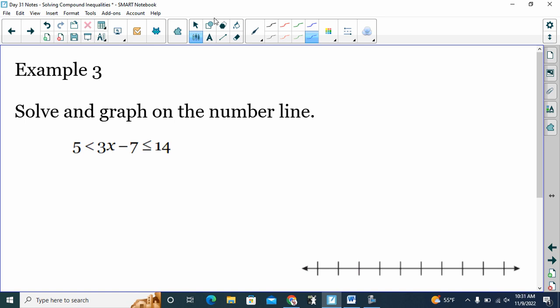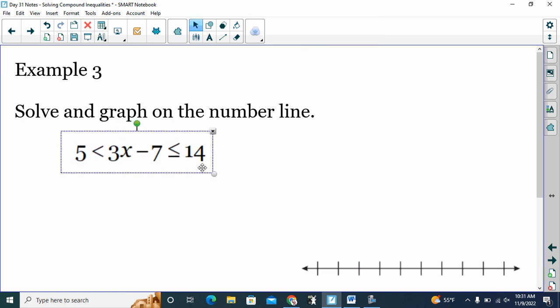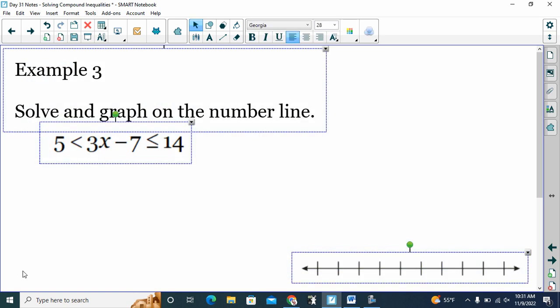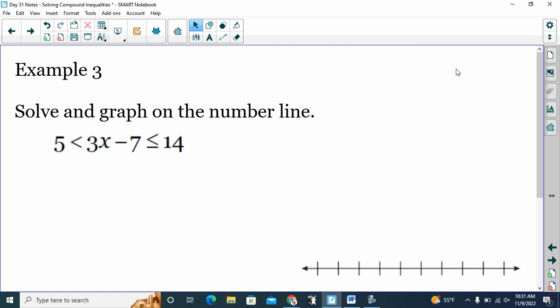Example 3. Last time we also looked at compound inequalities that looked like this, where we just have something in the middle of the two inequalities. This, remember, is an and statement, even though it doesn't have the word and in there. We're going to take a look at this problem and do it two different ways. I don't care which way you do it, as long as you can get the correct answer.